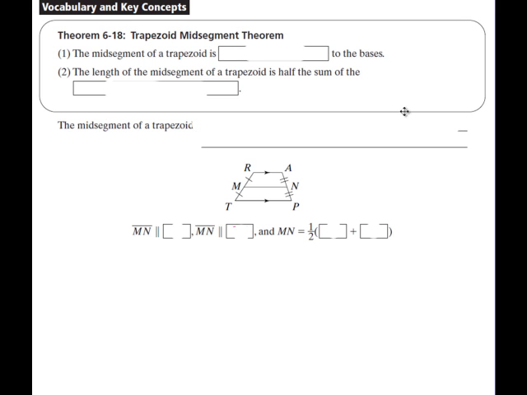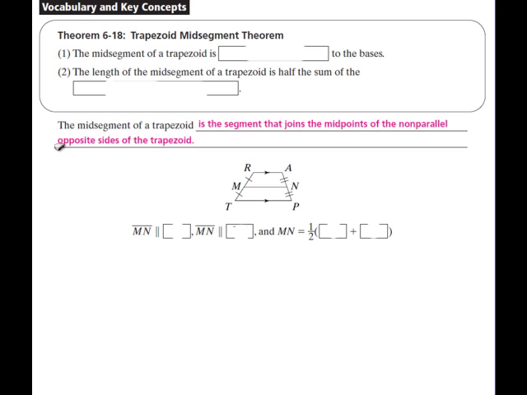But I want to come down here first, and I just want to talk briefly about what exactly a trapezoid mid-segment is. So you've probably heard this at some point, but it's simply the segment that joins the midpoints of the non-parallel opposite sides of the trapezoid. So in this figure down here, our trapezoid mid-segment would be MN, because notice it goes from the midpoint of one non-parallel side to the midpoint of the other non-parallel side.